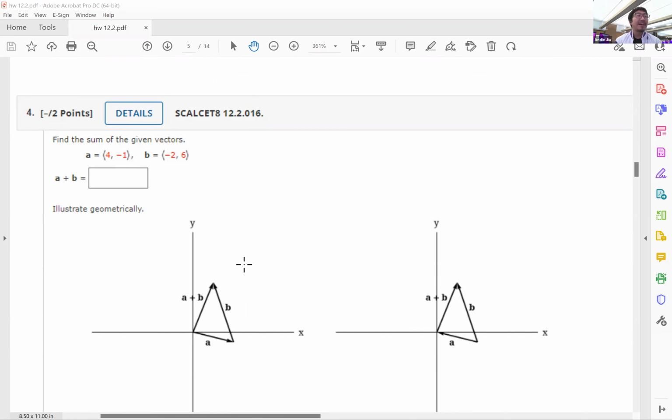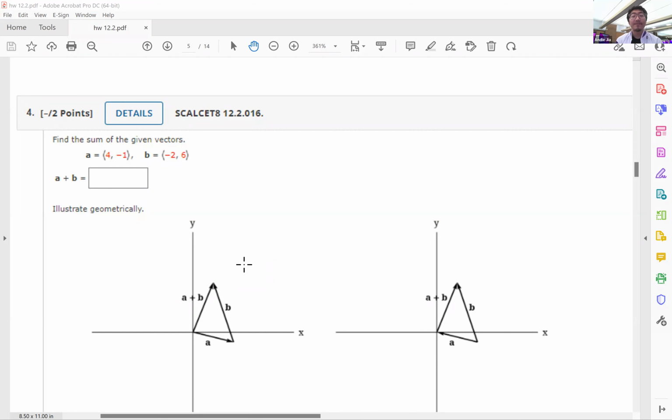Now we are to do some vector operations here. We are provided two vectors, A is 4, -1, B is -2, 6. We want to do A plus B. So we just do the addition of the x and y coordinates. We obtain 4 plus -2 is 2, and then -1 plus 6 is 5. It's going to be 2, 5.